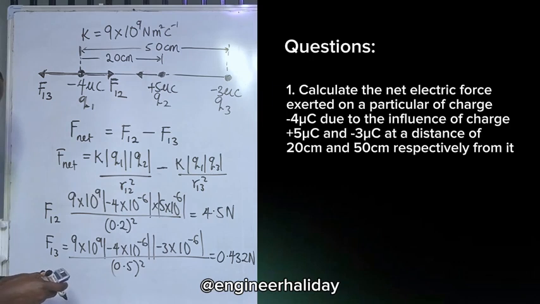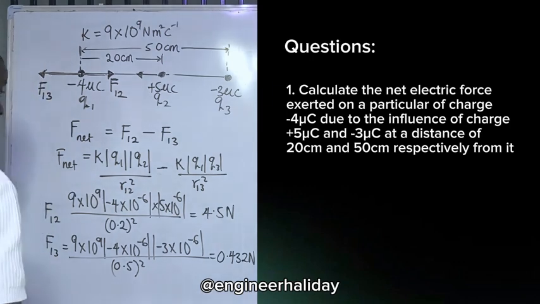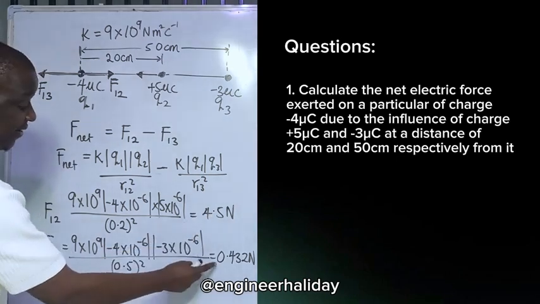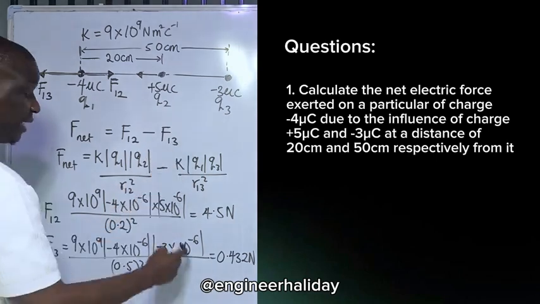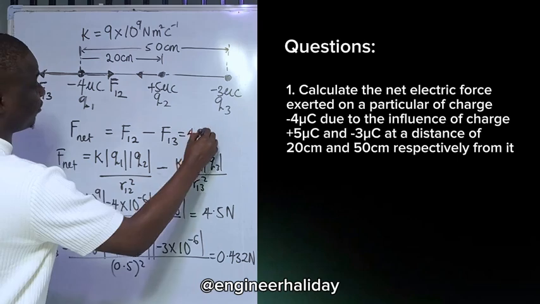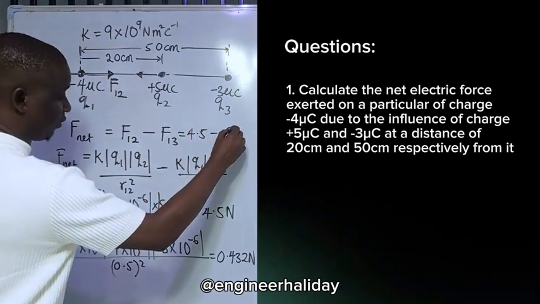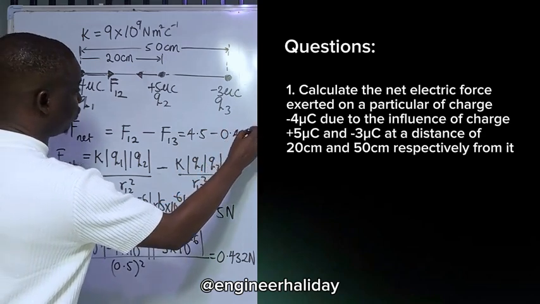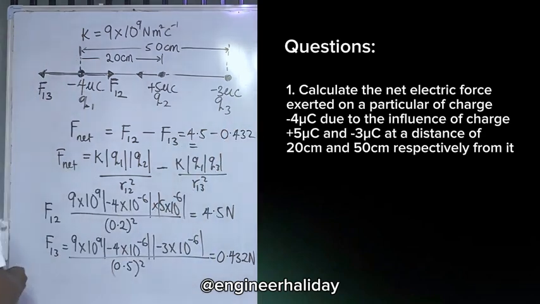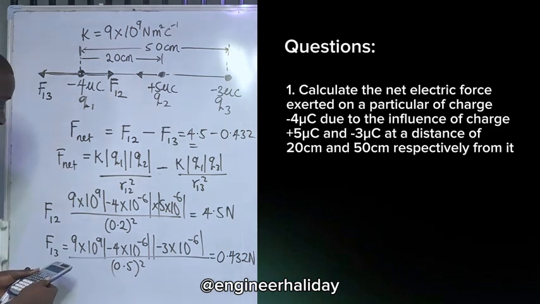Now, I haven't done that. What you are going to do now is this. You have gotten your answer for the two of them, this F12, this F23, F13. So you put it there and subtract 4.5 minus 0.432. So you subtract them.